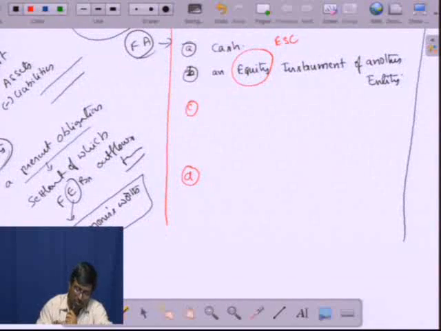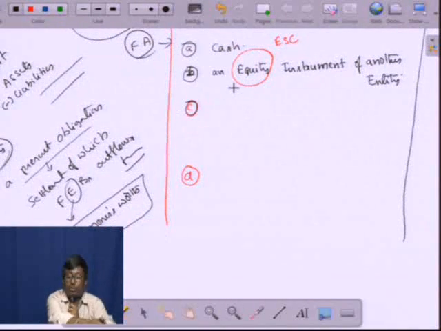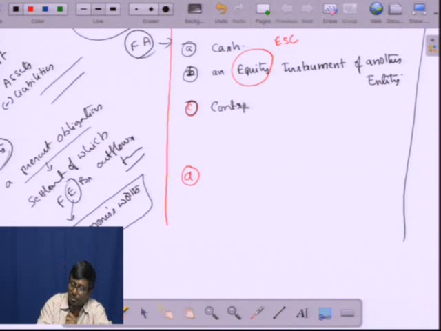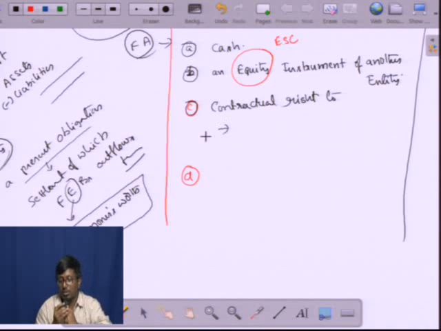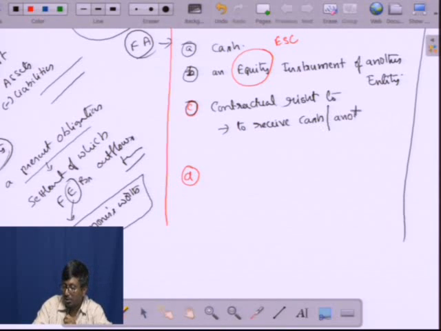Yes. Let's go to the C bit. We have contractual rights first. What is a contractual right? Sub bullet points are there. Contractual right to receive cash or another financial asset, from another entity.